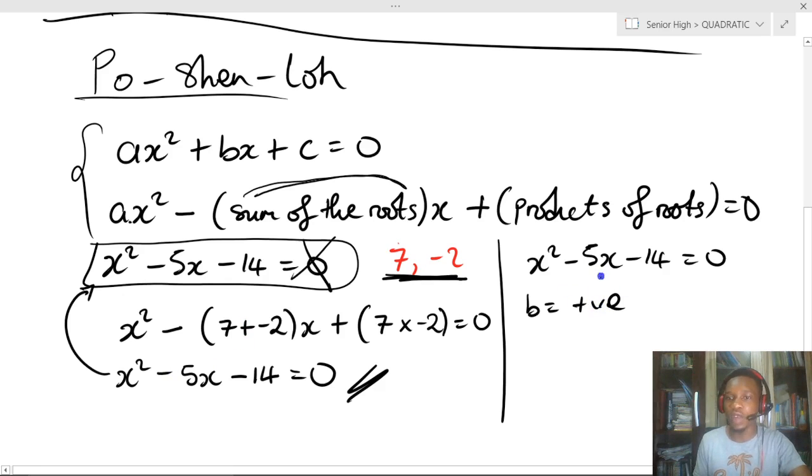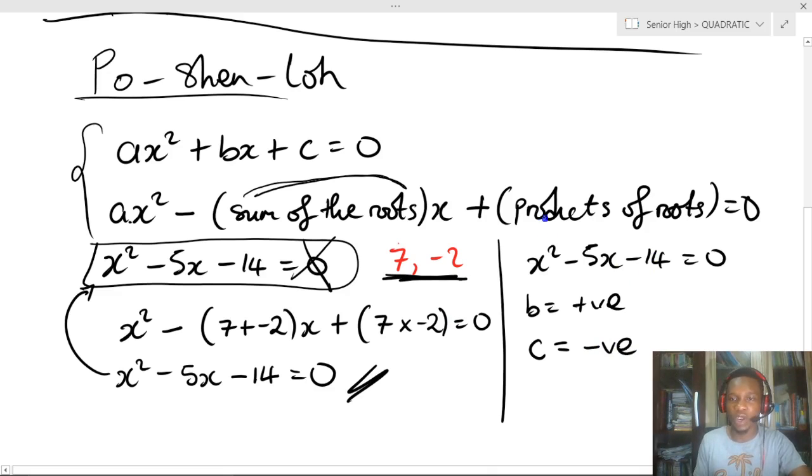Positive. Because if our b is positive and it multiplies with this negative, to fulfill this sum of the roots multiplying negative sign, we will have what? A minus 5. I don't know if you get what I'm just saying. Okay, so let's check the c also. And our c must be negative. That's, we have to get just the same thing, our minus 14.